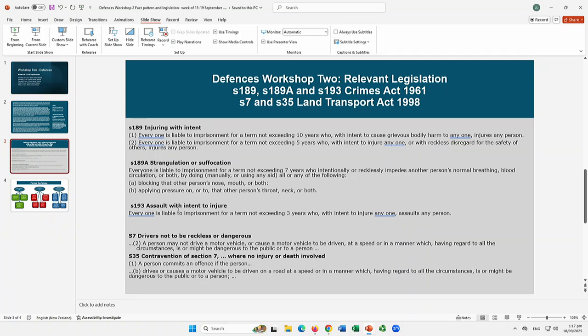Okay, so if you're looking at sections not built on assault, then what you're thinking about is, what is the level of harm I can establish? And then you think about, okay, well, what is the mens rea that I can then establish in terms of that level of harm? Okay?